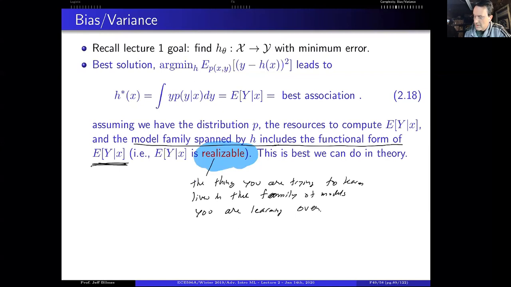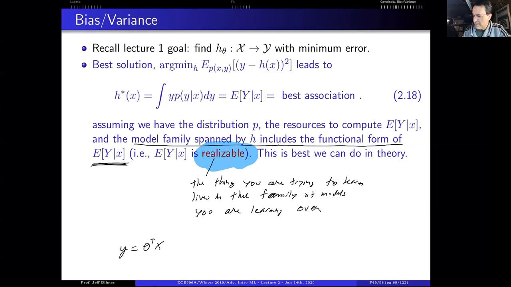For example, let's say that the family of models that you're learning over are linear models. So the realizable case would mean that truth is linear. It would mean that it really is the case that y is equal to theta transpose x, maybe with some noise or something. But the main point is that truth really is a linear relationship. There's truly a linear relationship between x and y. And if you're learning a linear model and truth is linear, then that's realizable. It means that the thing you're trying to learn lives in the family of models that you're learning over.